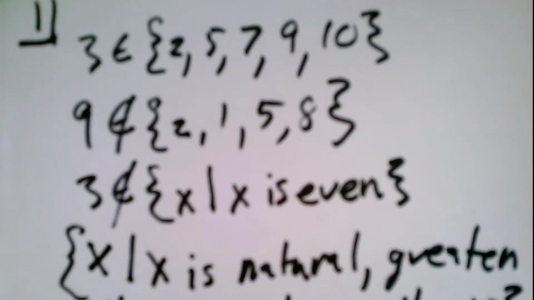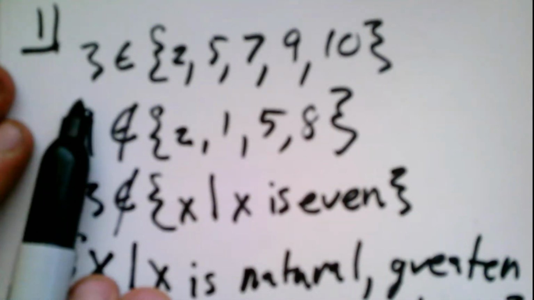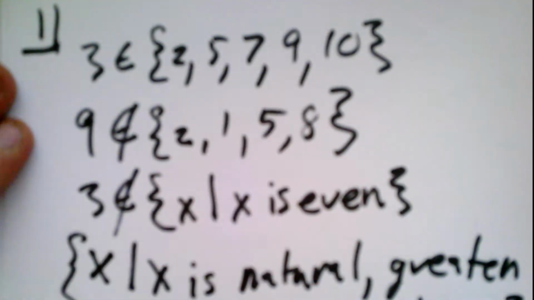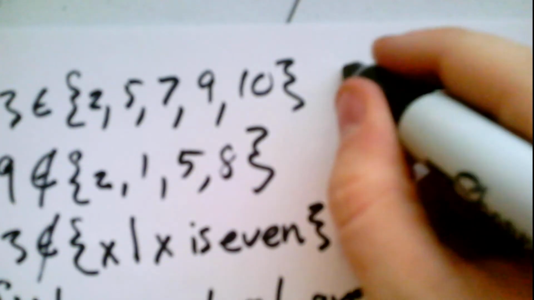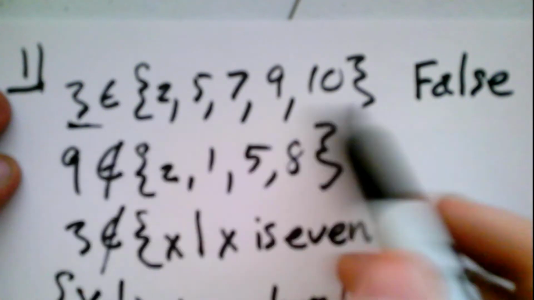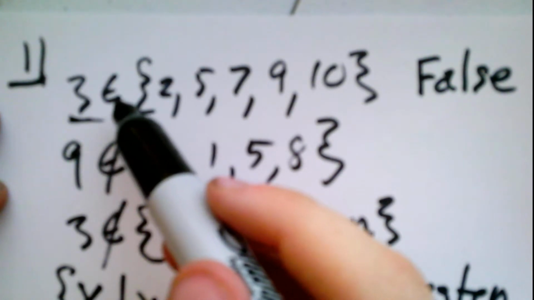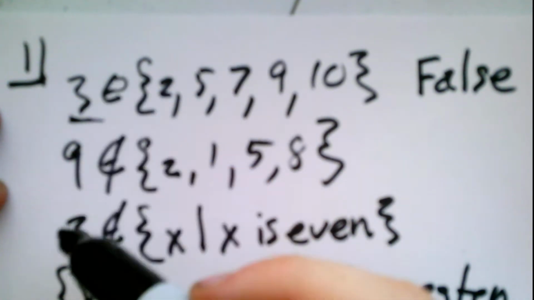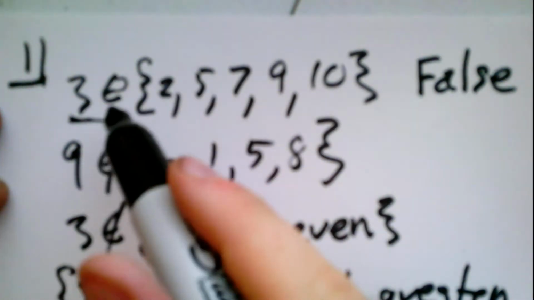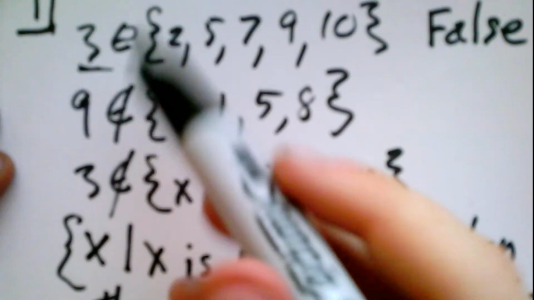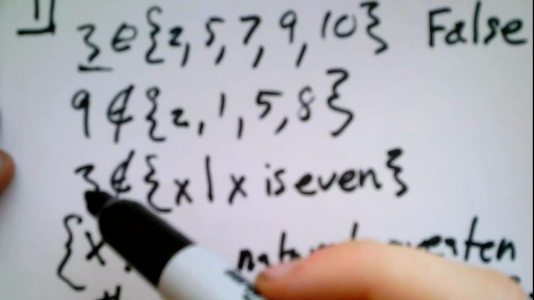So, let's start with the first one. Is the element 3 in the set 2, 5, 7, 9, 10? The answer is no. This is false. This number 3 is nowhere to be found in this set. This symbol here looks kind of like an E, except that part doesn't connect. It means in, or is an element of, whereas this one means is not an element. That's what the slash through the symbol means.